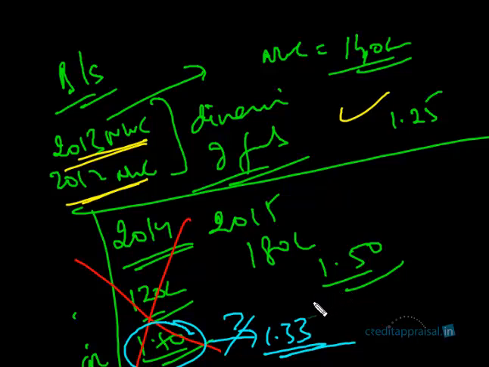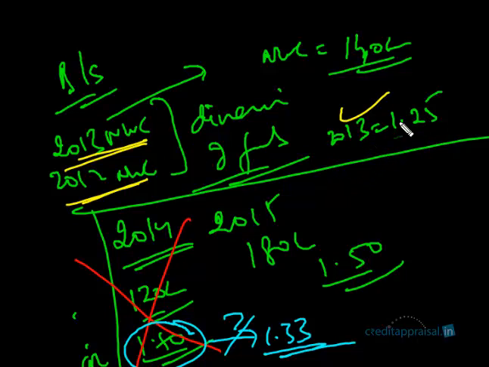So the company has come for renewal, and you, as a banker, are checking whether you can enhance the limits or not. You check the NWC for this year and the previous year, and you find that there was some diversion of funds. You ask the company, this is a serious issue. You also calculate the current ratio for 2013 to be 1.25.